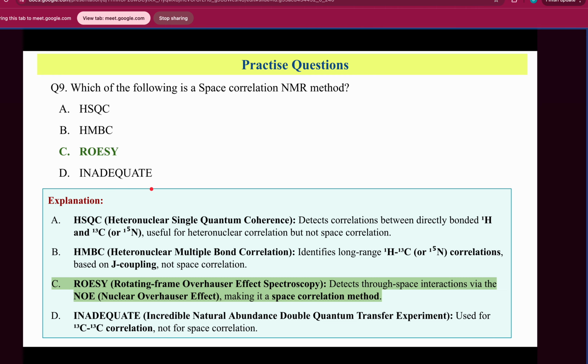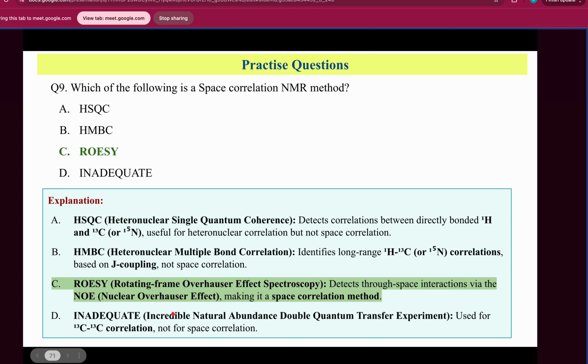Okay, so the right answer is option C, which is ROSY. And NOESY, if it were there, would also be right. HSQC is a through-bond interaction. HMBC identifies long-range correlations based on J coupling and not on space correlations, whereas ROSY is based on space interactions, because it is based on the nuclear Overhauser effect, making it a through-space correlated method.